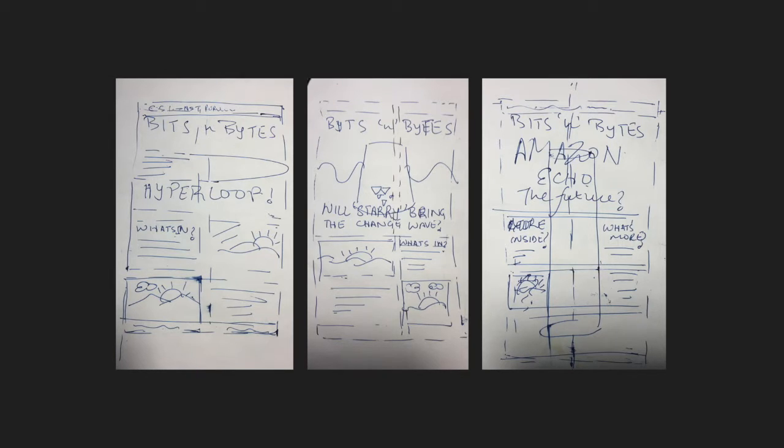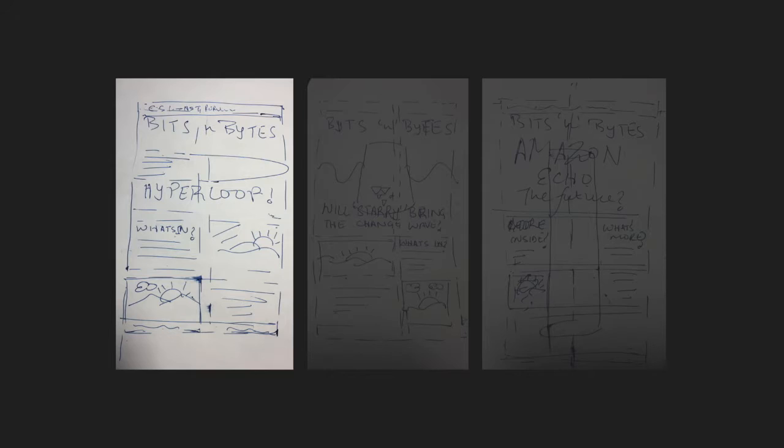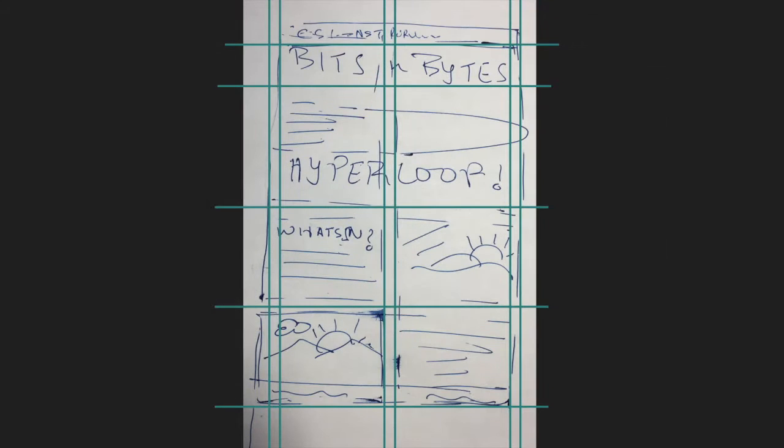And so I'll just pick one that I like the most. I'll go with the Hyperloop as my cover story. So let's see if we can draw grid lines on this. So here we have the grid layout for the Bits and Bytes cover. Over here we have a 2-column layout, and the emphasis is on the Hyperloop story.